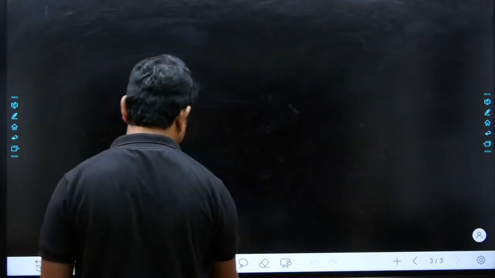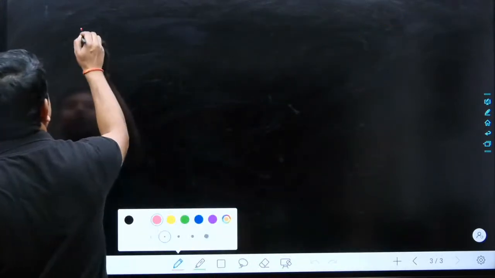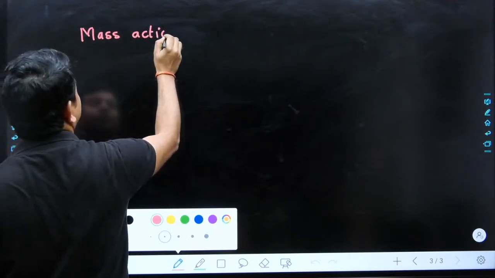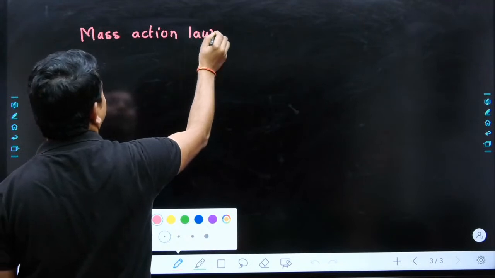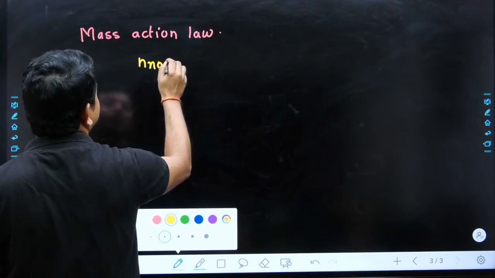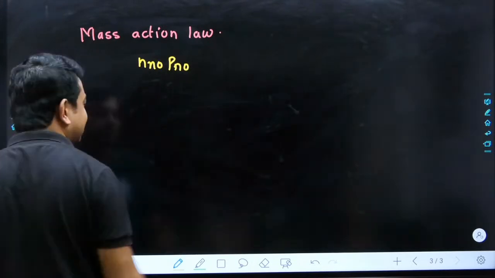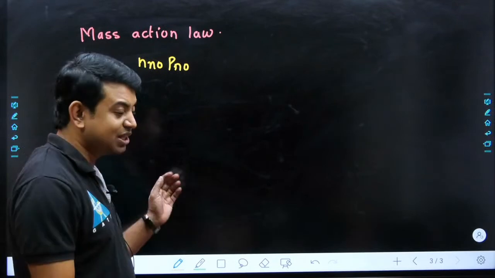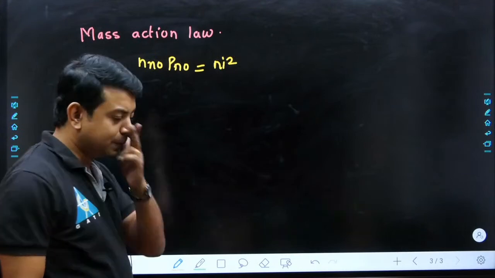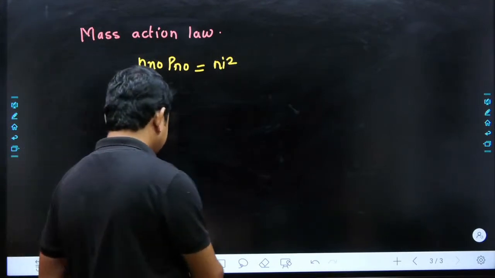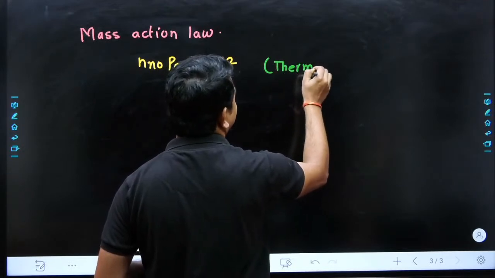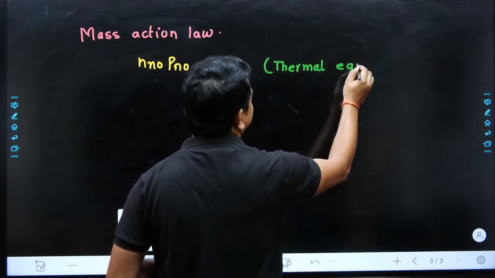So what is that mass action law? I just write here, by using mass action law we can write: N in N type semiconductor at thermal equilibrium times P in N type semiconductor at thermal equilibrium is equal to Ni square, when we are working in thermal equilibrium condition. So this particular formula can only be applicable for thermal equilibrium condition.